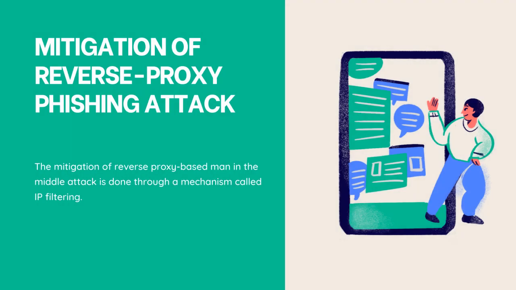The mitigation of the reverse proxy based man in the middle attack is done through a mechanism called IP filtering. This mechanism uses a few steps to carry out the task. Step 1. The user submits his credentials to the visited social media URL login page. Step 2. The social media server records the incoming IP of the client who requested the login page.